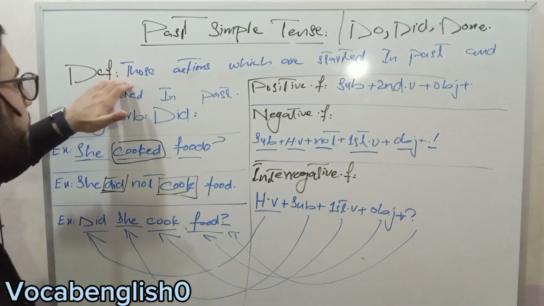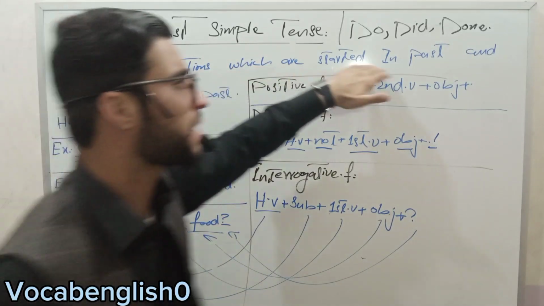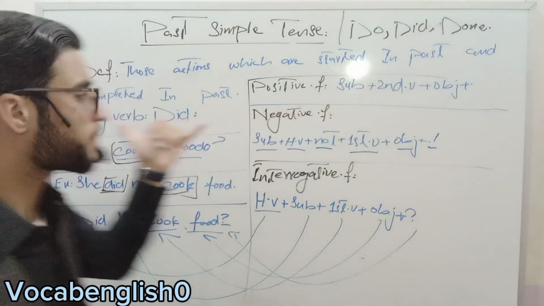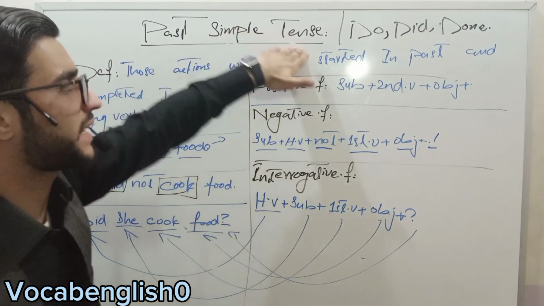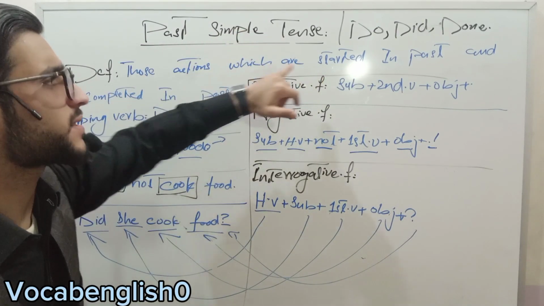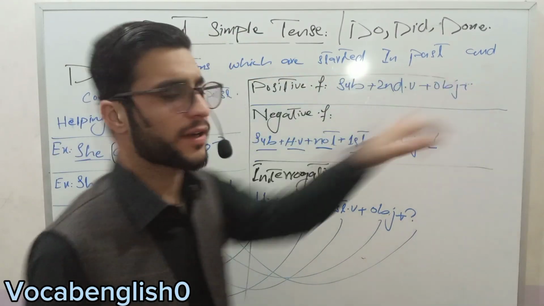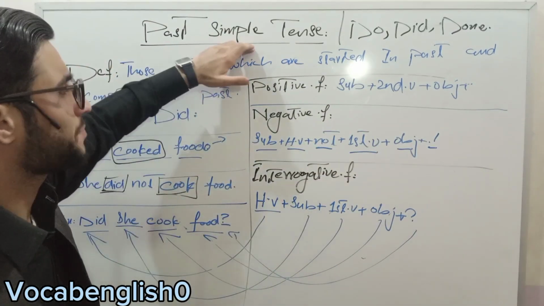The definition is those actions which are started in past and completed in past. That is called past simple tense. Those actions which are started in past and completed in past, that is called past simple tense.